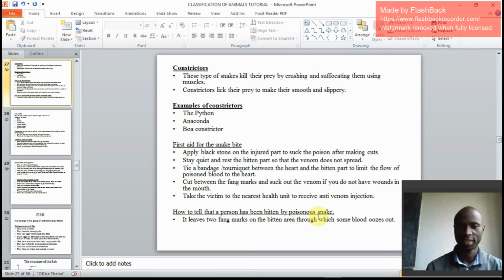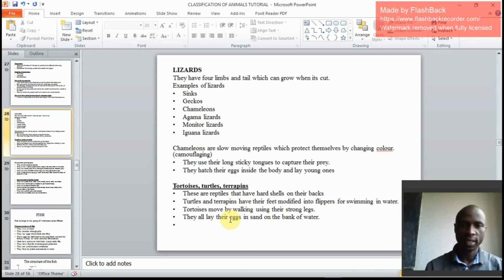How can you tell that a person has been bitten by a poisonous snake? It leaves 2 fang marks on the bitten area, through which some blood oozes out. You will see those 2 fang marks on the victim.